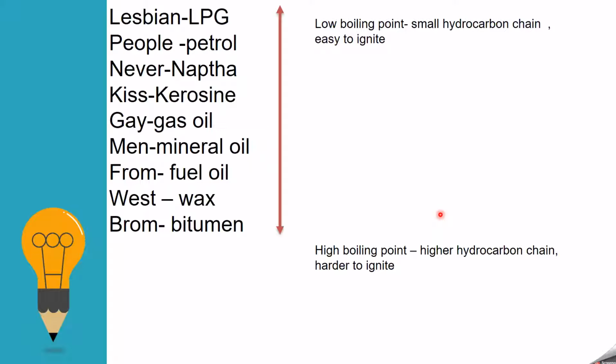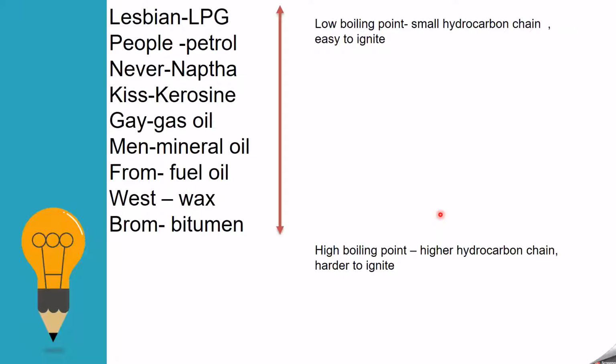Lesbian stands for LPG, people stands for petrol, never stands for naphtha, kiss stands for kerosene, gay stands for gas oil, men stands for mineral oil, from stands for fuel oil, west stands for wax, and brom stands for bitumen. If you memorize that, then draw an arrow next to it in the exam, so you've got lesbian people never kiss gay men from West Brom, with an arrow, and at the top you can put low boiling point, small hydrocarbon chain, easy to ignite.